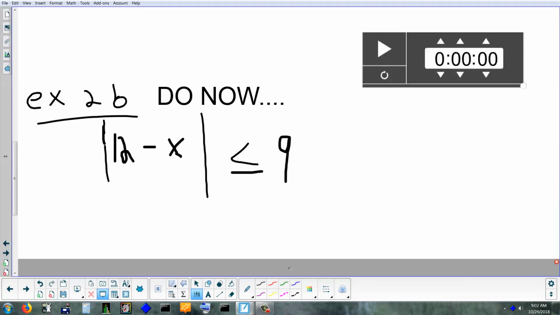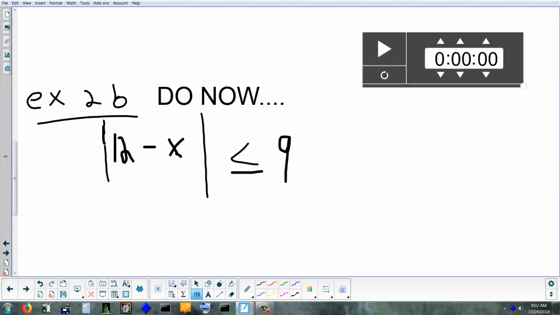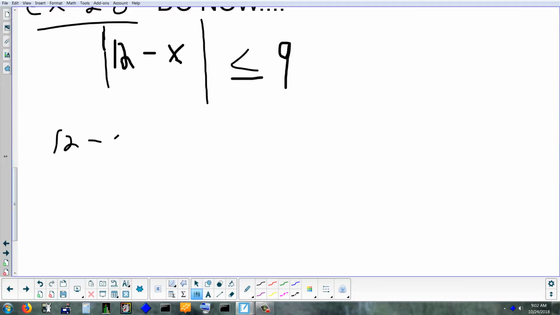David, can you tell me my first inequality that I would split that into? 12 minus x is less than or equal to 9. Yep. So all we do is take the bars out, and that's it. How about my second inequality? What's my second one going to be? 12 minus x is greater than or equal to negative 9. Perfect. Flip the sign, make the number negative.